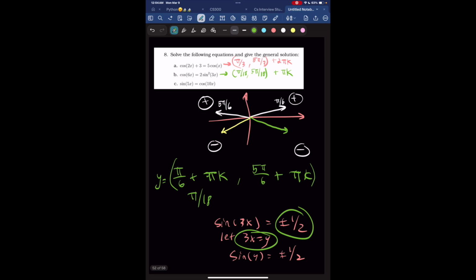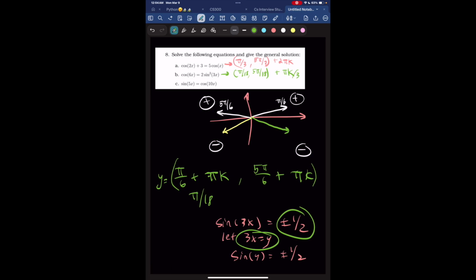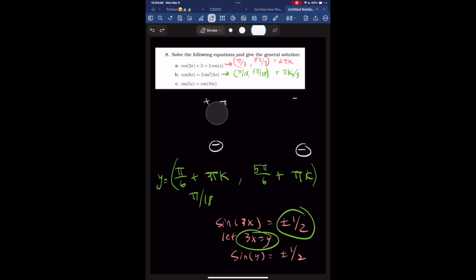And we have to divide by 3, right? Don't forget, this is in terms of y. I made the mistake here. Turn it into terms of x. That's what we're looking for. All right, let's move on to part C.